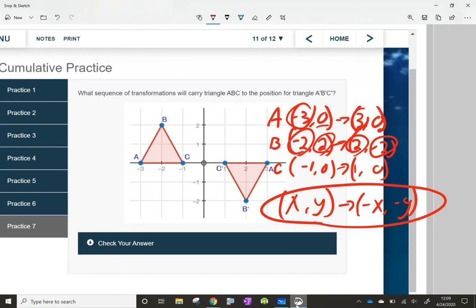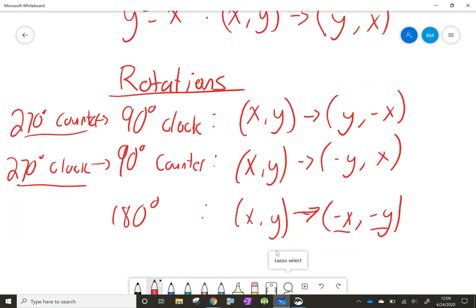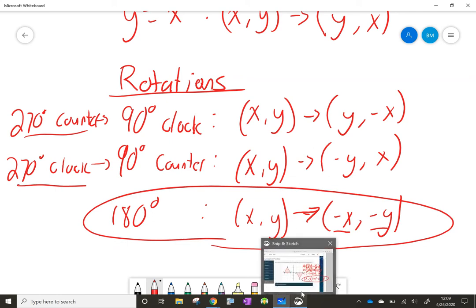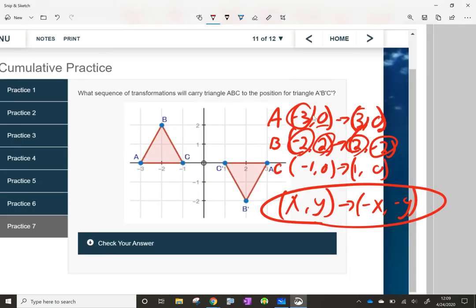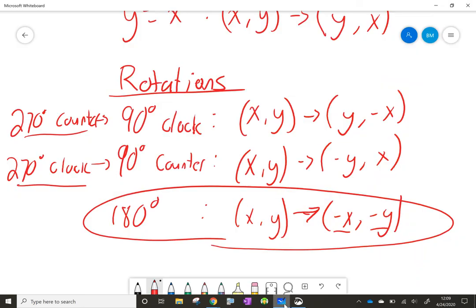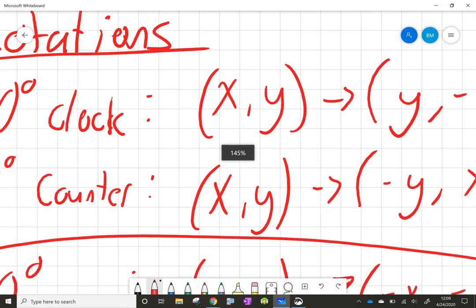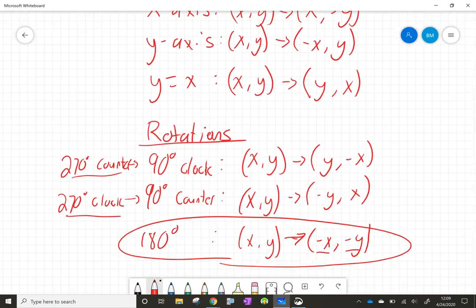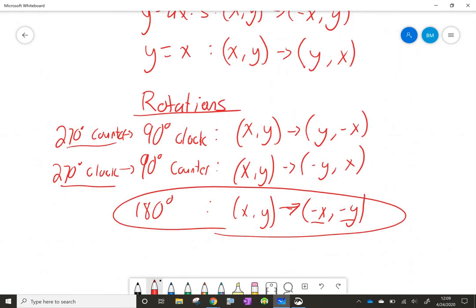So if you want to look, you can go back to your rule book and see which one has that. XY changes to negative x, negative y. And it's, of course, the 180-degree turn that I assumed it was by the picture. But you can always write down the actual points, write down the rule, and then see which rule you're looking at. So since I can see the rule was xy to negative x, negative y, I would go back through my list here. Oops, zoom back out. I'd go back through my list here and see which one is that rule. Obviously, it's the 180-degree one.